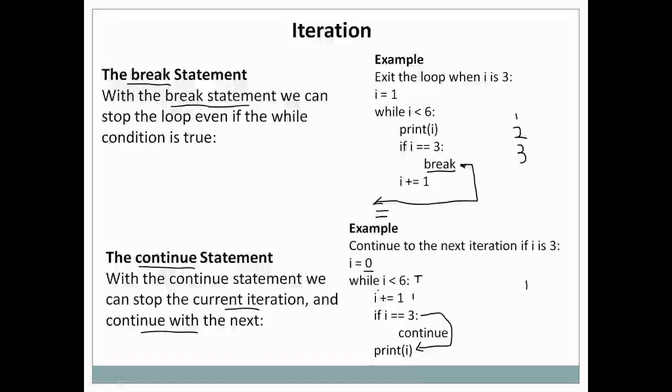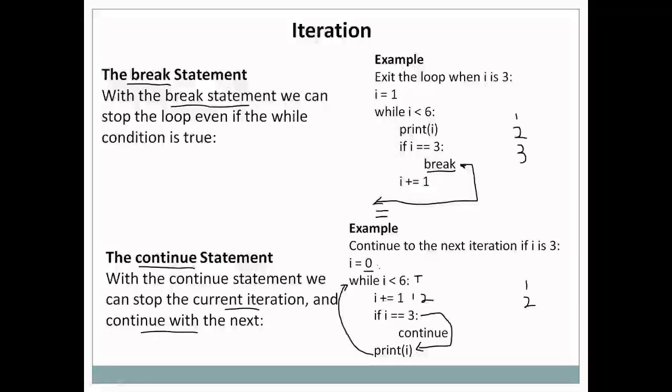Second time when the condition is executed, again it goes to while. Second time I is 1. Initially it was 0. Now it is 1. So 1 is less than 6. Still it is true. If it is true, again increment the I. It was 1 in the last iteration. Now it is 2. Now 2 is equals to 3. Still it is false. As it is false, it will go to print I. That is, it will print 2.